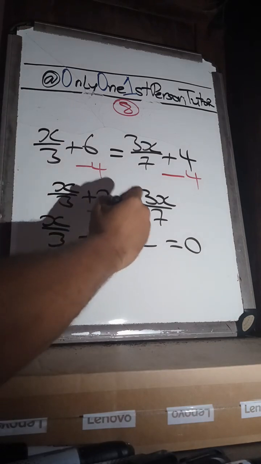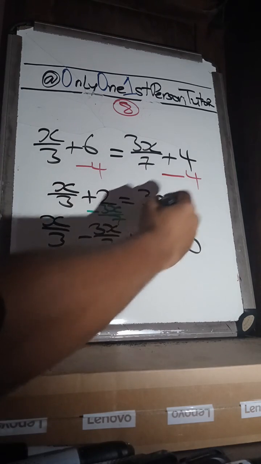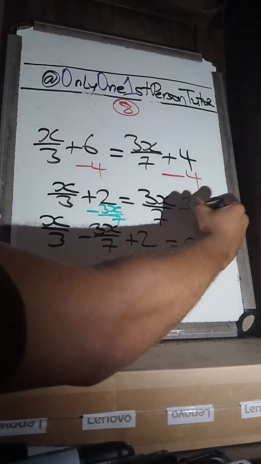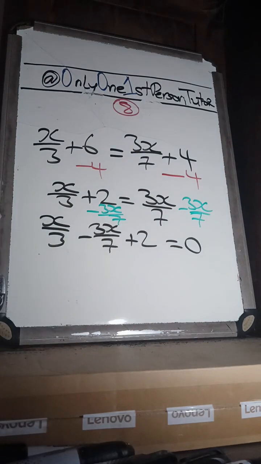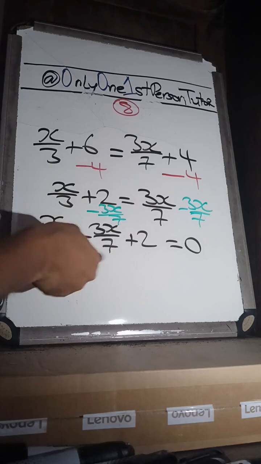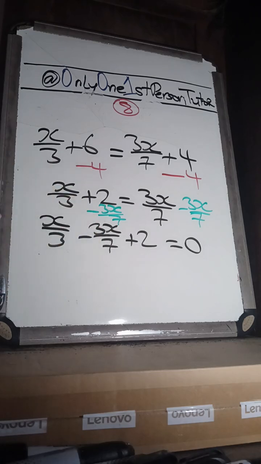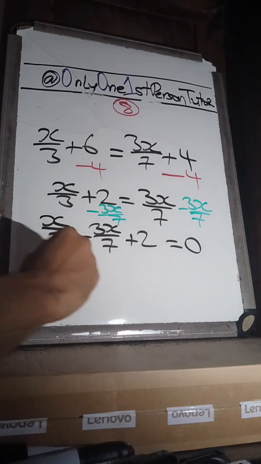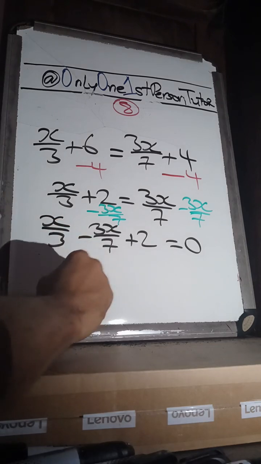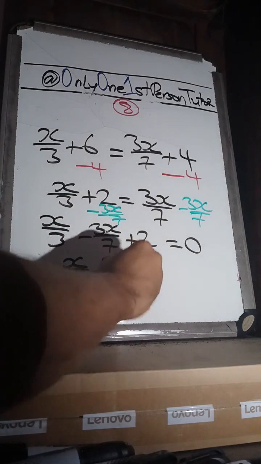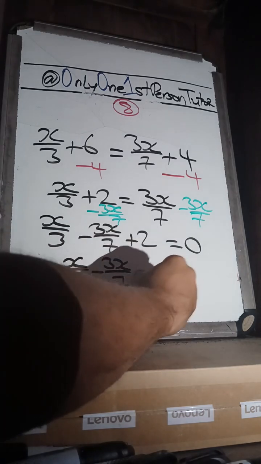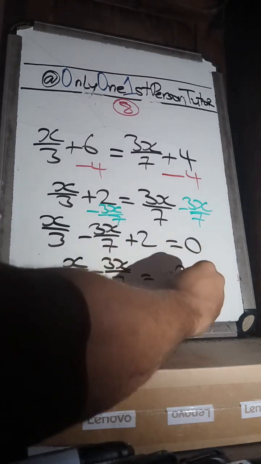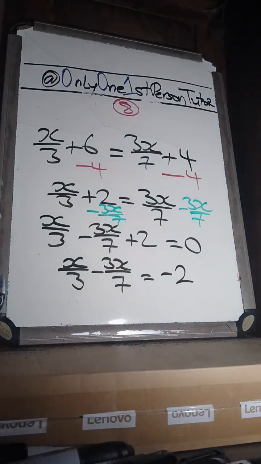If we did that, that's what we get. So 3x over 7 minus 3x over 7 is 0. And then of course, this is all of that right here. Now we have to minus 2 from both sides. So now we have x over 3 minus 3x over 7 equals 0 minus 2, resulting in minus 2.